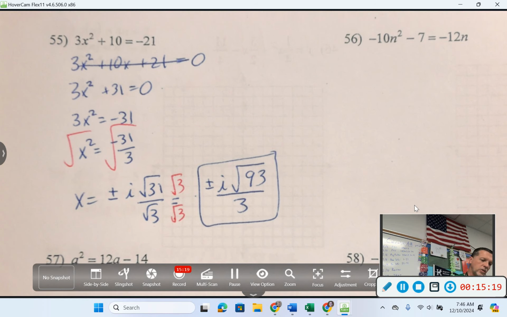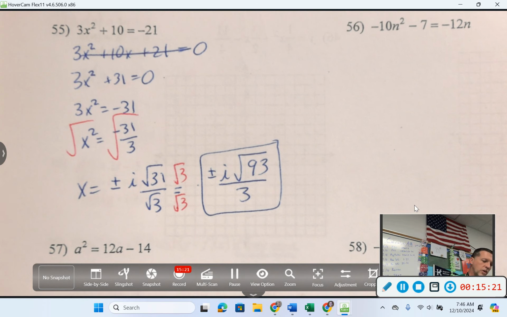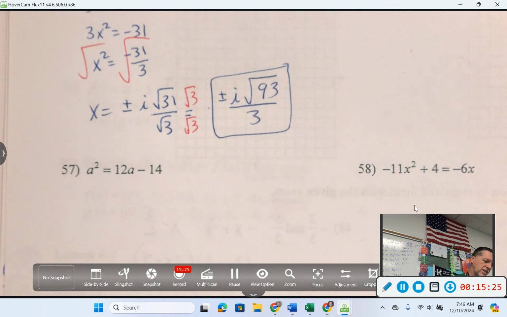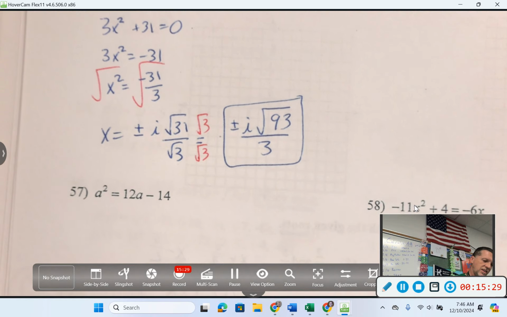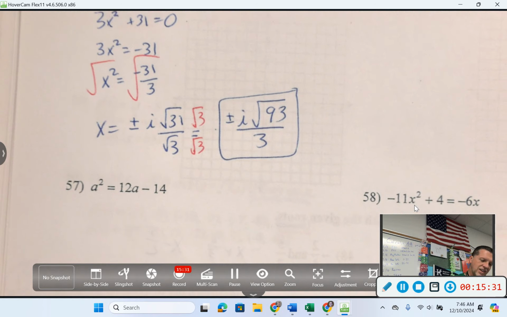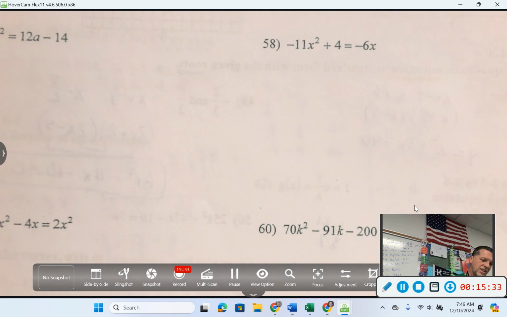Jack, relying on you here. You didn't steer me wrong there. Where do I need to use the quadratic formula? I used it for that 21, 56, 57, 58. Okay. 60 was a lot of really big numbers.